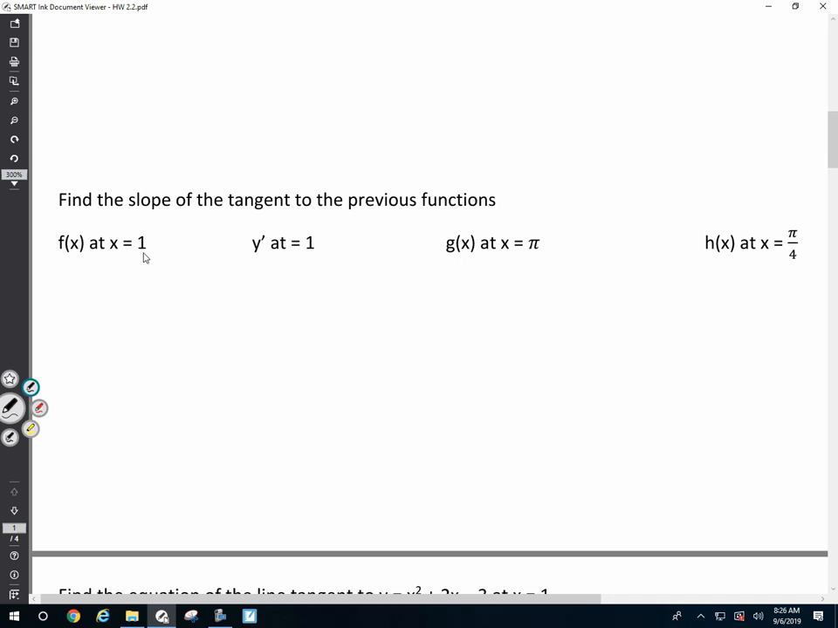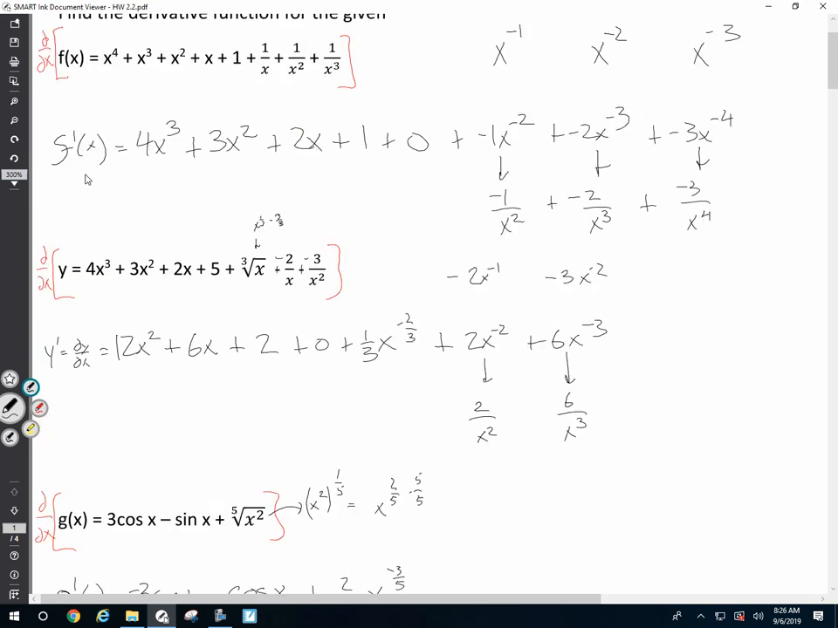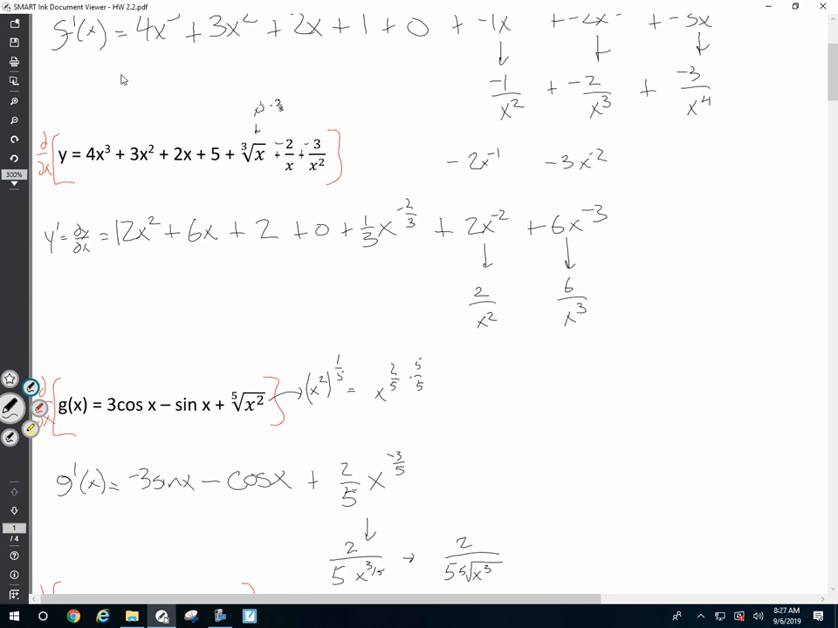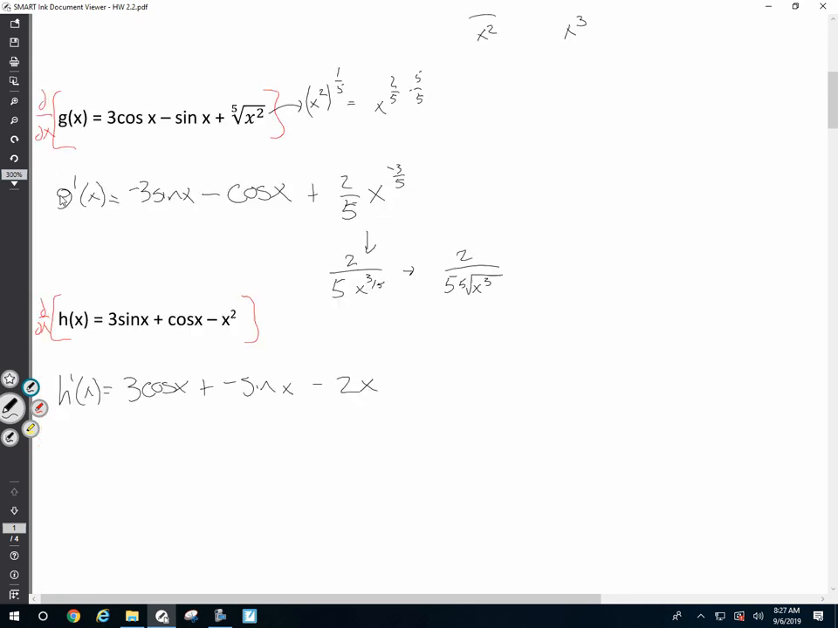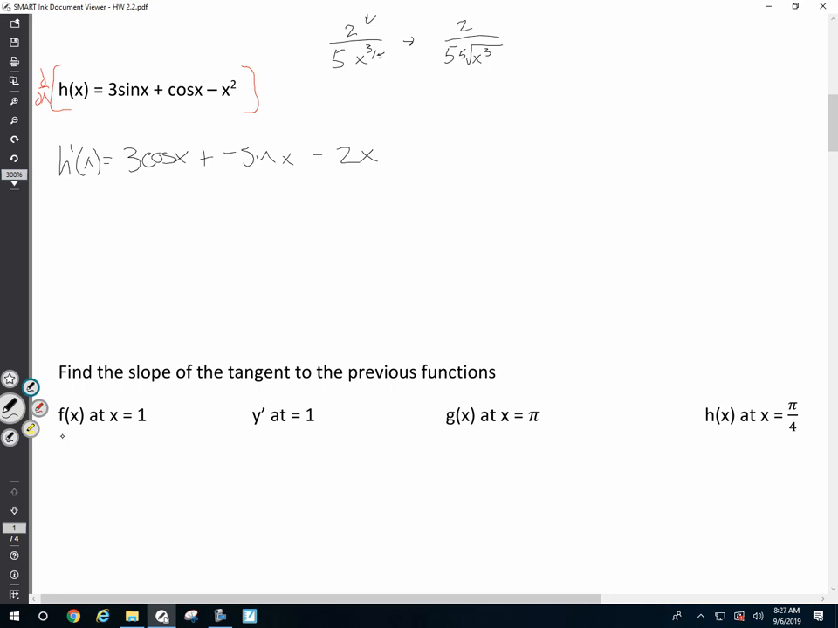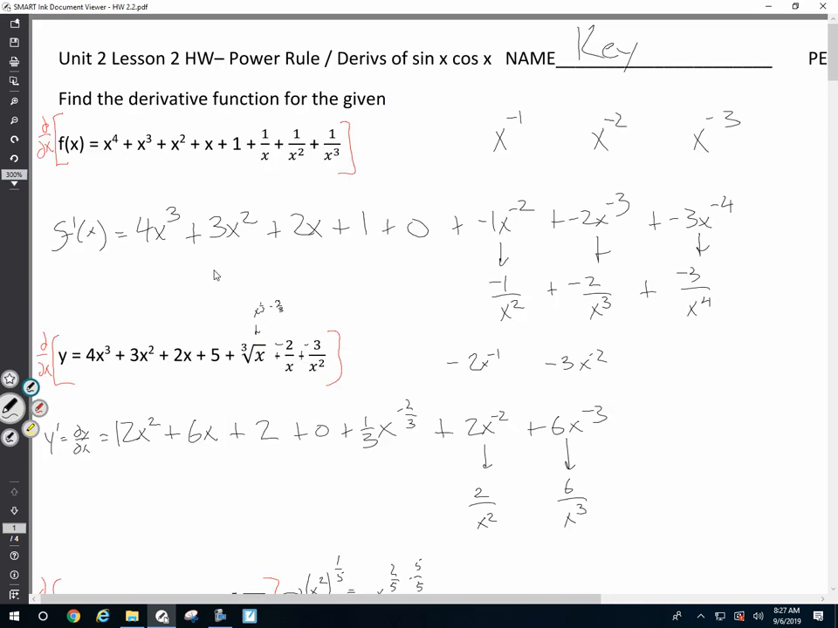Okay, great. Now find the slope of the tangent to the previous functions at these points. All right, well, this is easy because we have tangent slope generators. This is a tangent slope generator for f. This is a tangent slope generator for y. This is a tangent slope generator for g. It's a tangent slope generator for h. So let's start with f prime at 1.